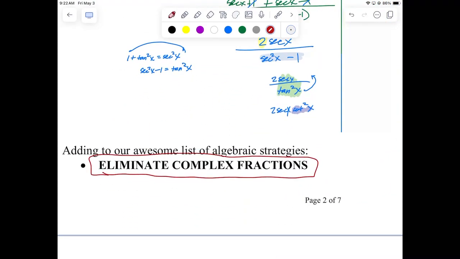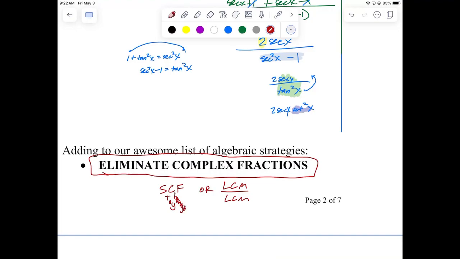Whenever you create a complex fraction, and we saw that yesterday on the quiz or in the notes, your next step is to eliminate the complex fraction by either doing stay, change, flip, SCF, or lick 'em over lick 'em. Okay, stay, change, flip, or lick 'em over lick 'em. But that's your next algebraic step.